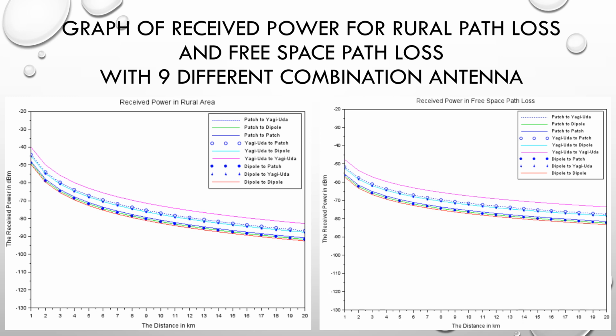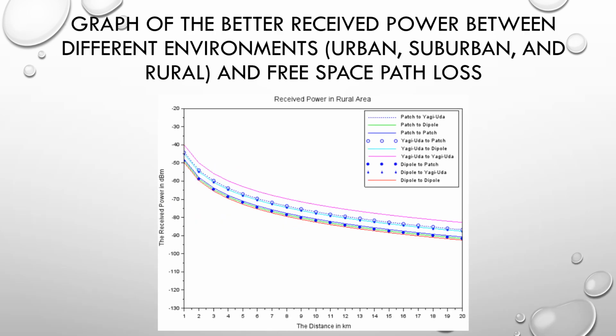In free space path loss, the signal propagates in clear space with no obstruction or interference. The received power decreases as the distance increases. Receive power in rural area is the best among the other environments due to fewer obstructions, favorable terrain, increased Fresnel zone clearing, reduced noise, and probably terrain gain.